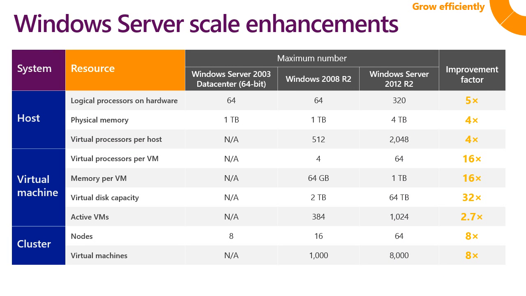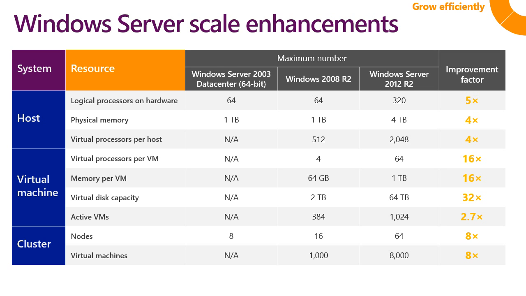Now, important things to take note of as we look at the Windows Server scale enhancements in terms of the number of physical CPUs, memory, etc. that is available from Server 2003 to 2008 to Windows Server 2012. You can see by the numbers in the far right-hand column that the improvement factor is generally very high. So, 5 times the number of logical processors.